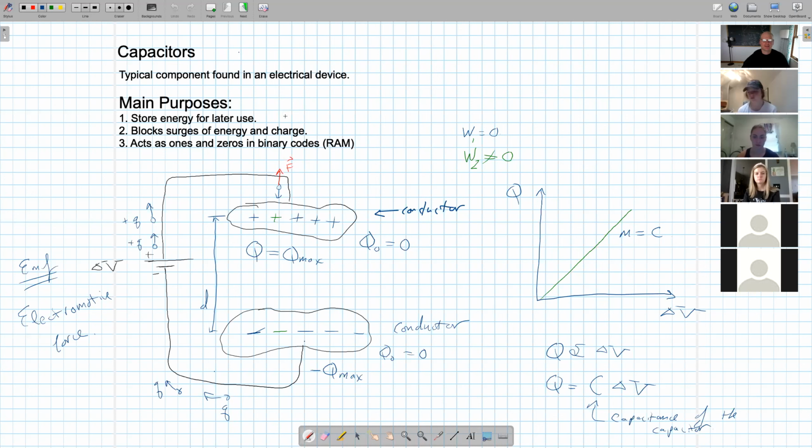So the energy which is stored here, the potential energy, is then equal to the work done by the battery to put charges on the capacitor.